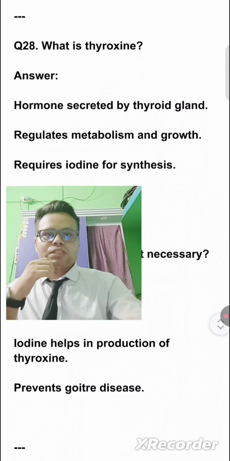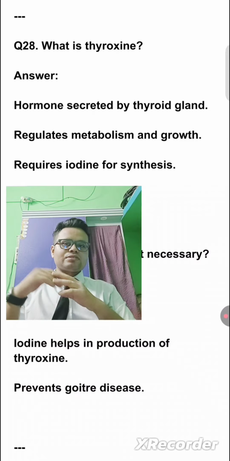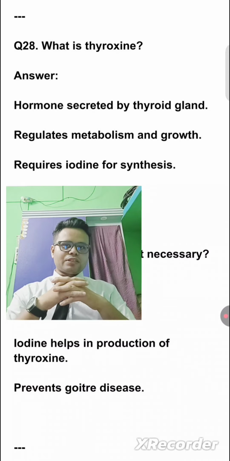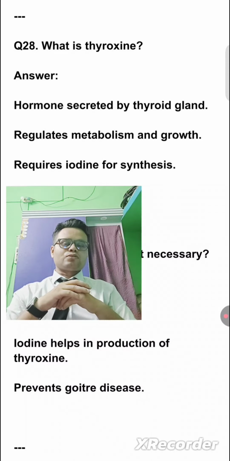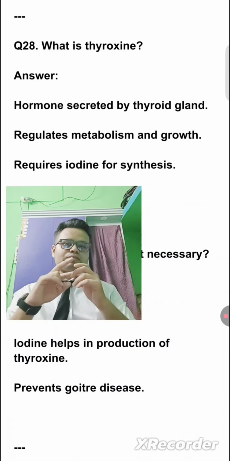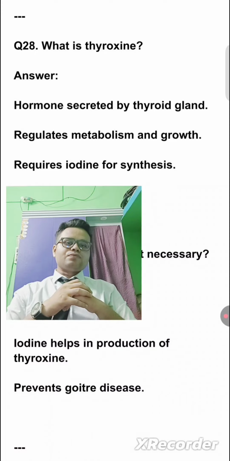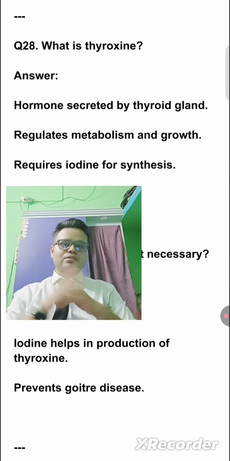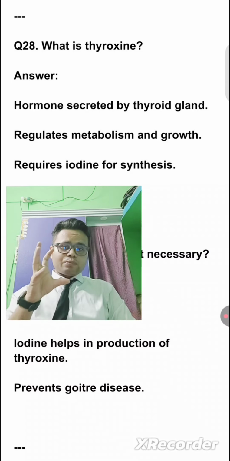Next, what is thyroxine? The hormone secreted by the thyroid gland is known as thyroxine. This is the main function of thyroxine. The hormone secreted by the thyroid gland regulates metabolism and growth. So both are included. Regulates metabolism and growth. Next, it requires iodine for synthesis. If you're talking about thyroxine, it requires iodine for synthesis.